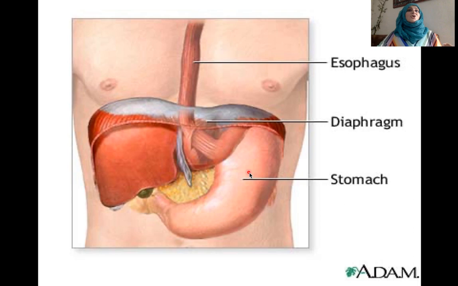If you are asked about this junction, which we call the cardiac junction, behind which costal cartilage, we say it is behind the left seventh costal cartilage. Of course, not immediately, it is towards the left side. But if I ask you which vertebral level, T11. Which costal cartilage? Seventh costal cartilage.